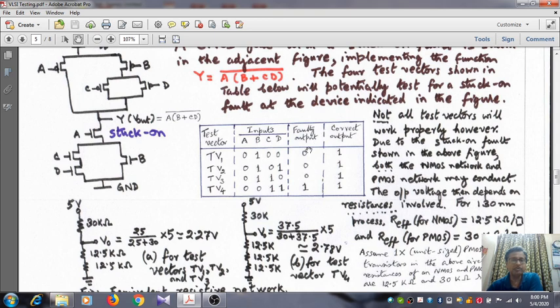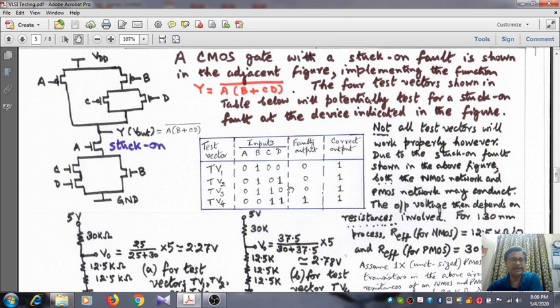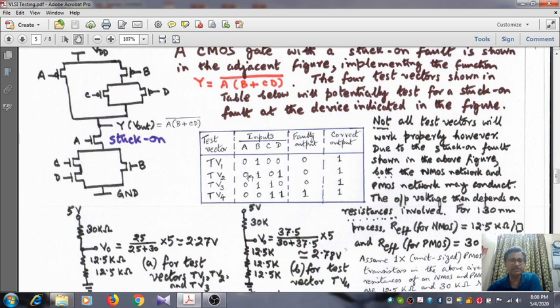That's why the faulty output we are writing as a 0, but correctly the output should have been logic 1, or perfect 5 volt. But because of the stuck on fault occurring at this transistor, it will be 2.27 volt, as it is lower than 2.5 volt, so we shall read it as logic 0. Similarly for the other two test vectors also, 0101, there are only two resistances of value 12.5 kilo ohm in series, or equivalent resistance of 25 kilo ohm in the pull down path, whereas for the pull up path it is 30 kilo ohm.